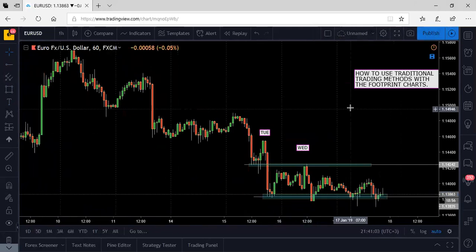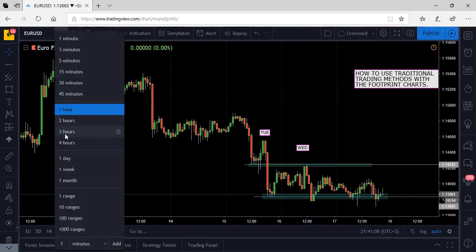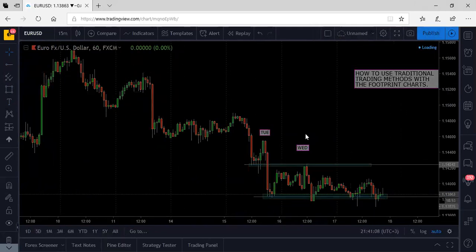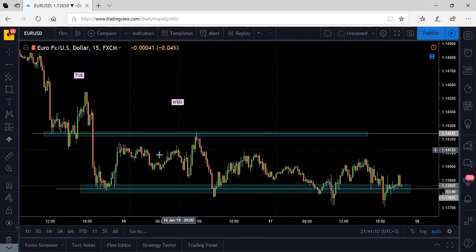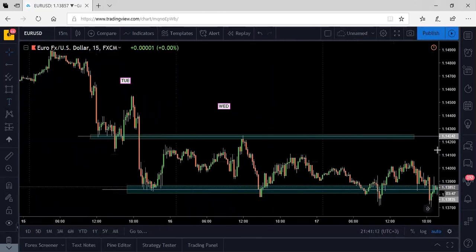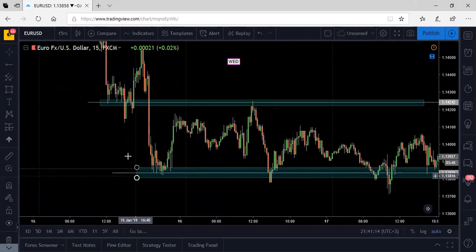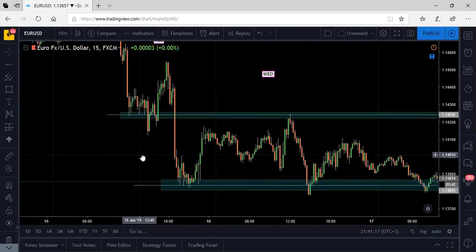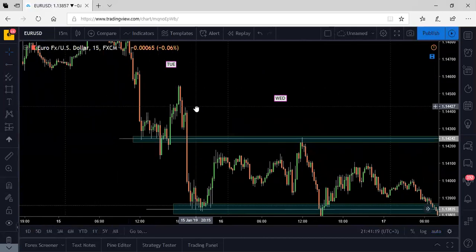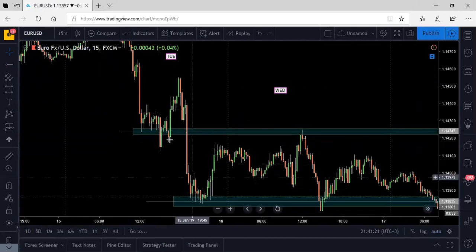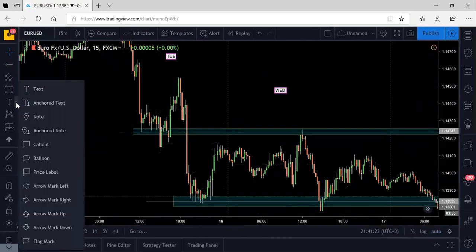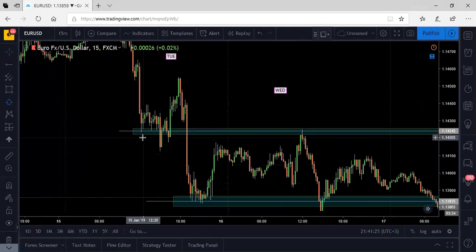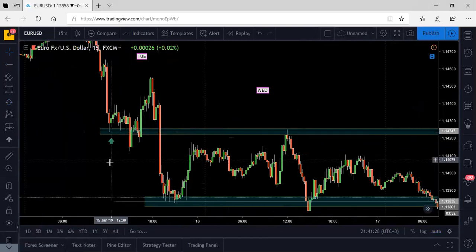Now I'm going to go to the 15 minutes, where most traders pick their entries from. Coming from Tuesday, I'm interested to see what happened at this level here. What were the footprints showing us on Tuesday? This was around 12:15. So guys, let's go.